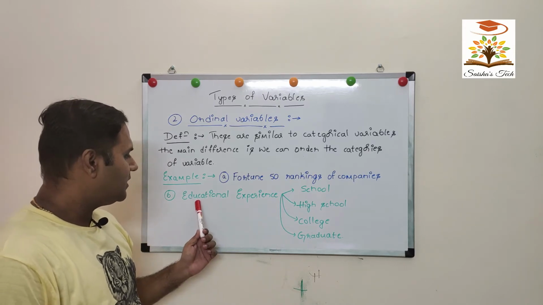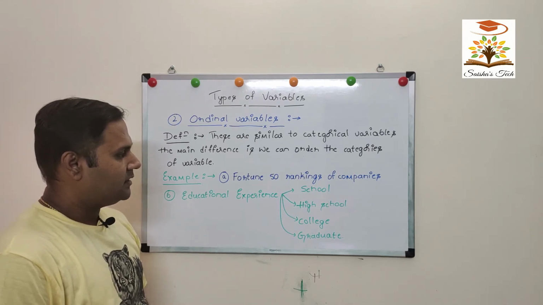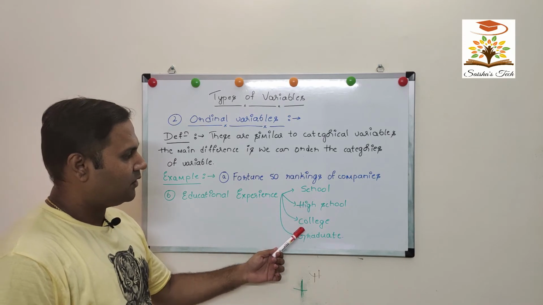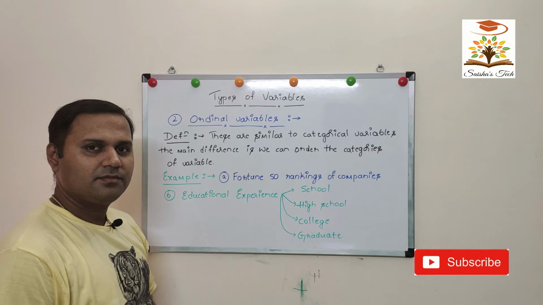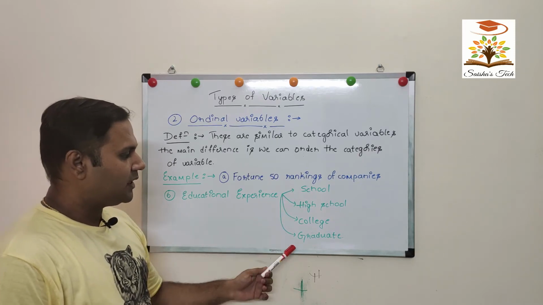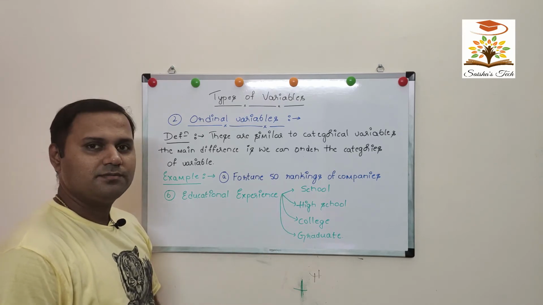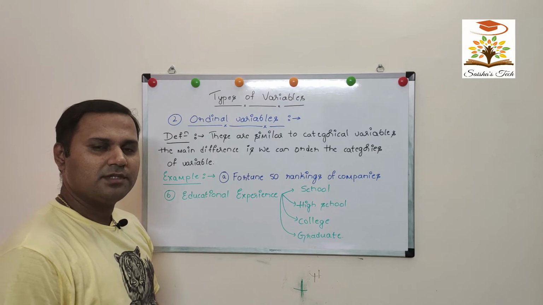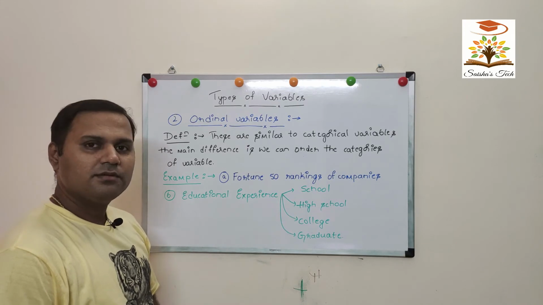Similarly, if we consider educational experience as ordinal variable, then school, high school, college and graduate are the categories of the variable, which can be ordered in ascending order from school to graduate and in descending order from graduate to school. The main key important parameter of ordinal variable is the difference between the two levels of the variable is not always the same.